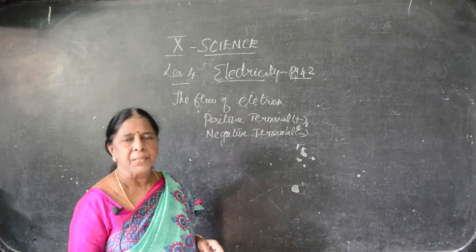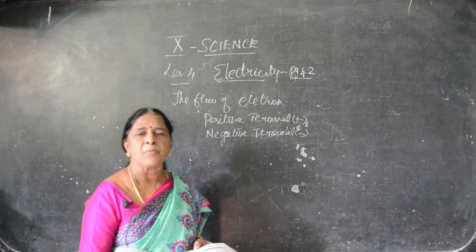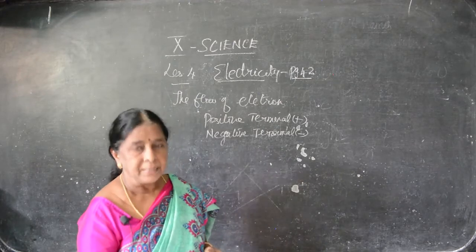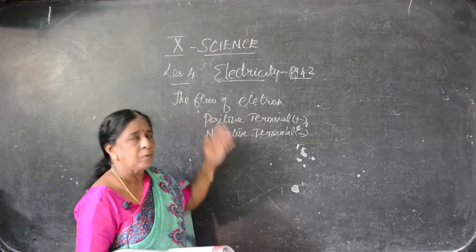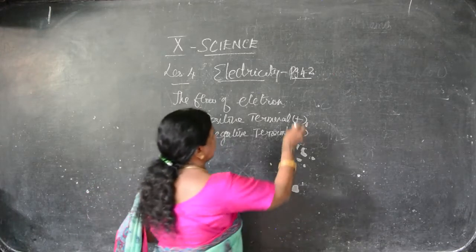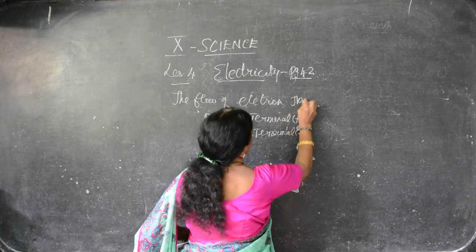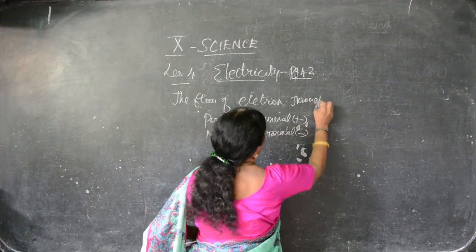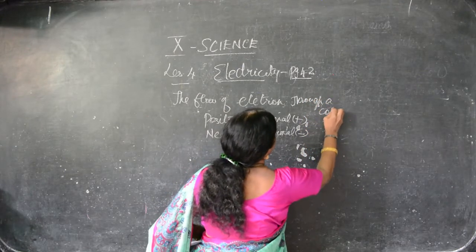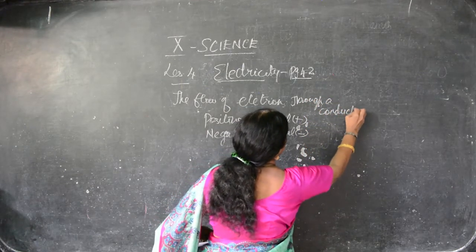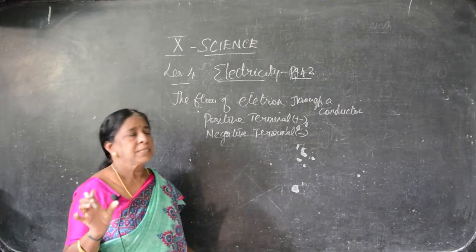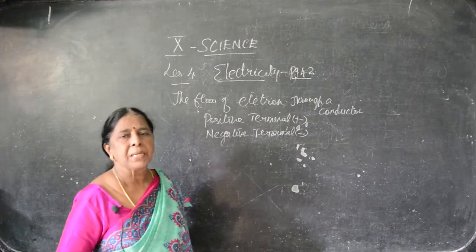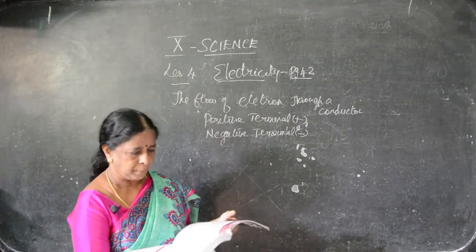Otherwise, underline on page number 42, it is defined as the rate of flow of charge in a conductor, the same as before. The flow of electrons through a conductor is known as electricity. Conductor, a material which passes the electricity. It has two things to pass over, one is the positive terminal, the other one is the negative terminal.